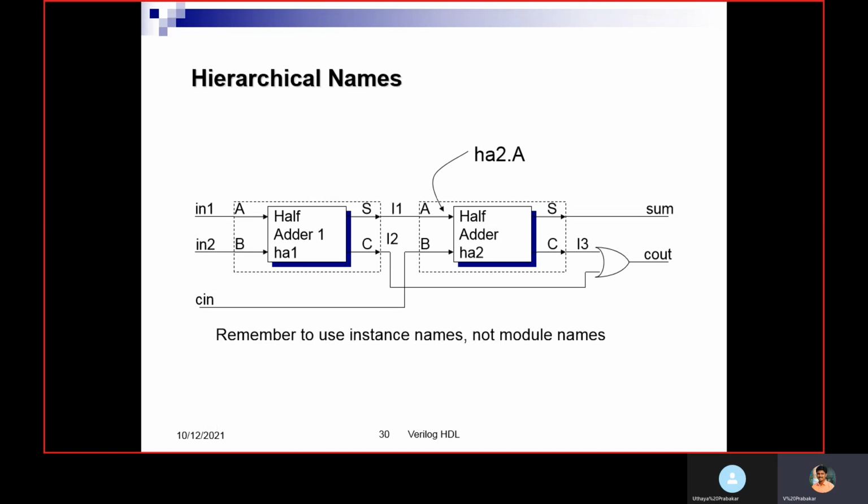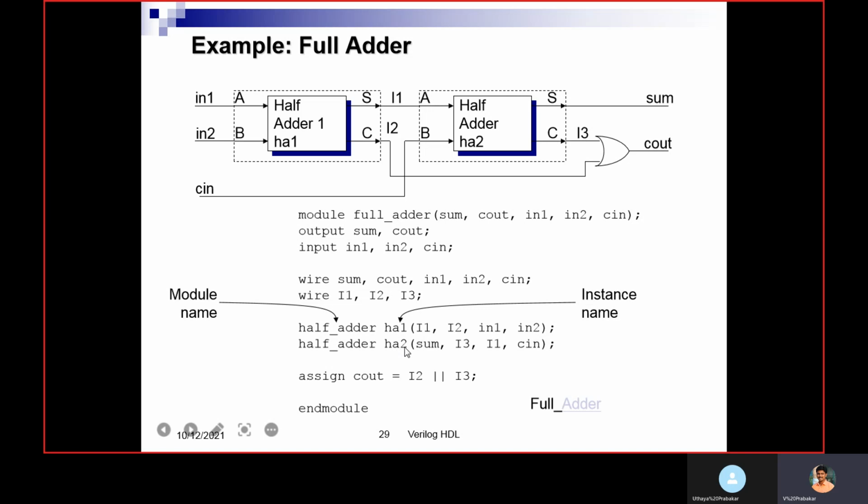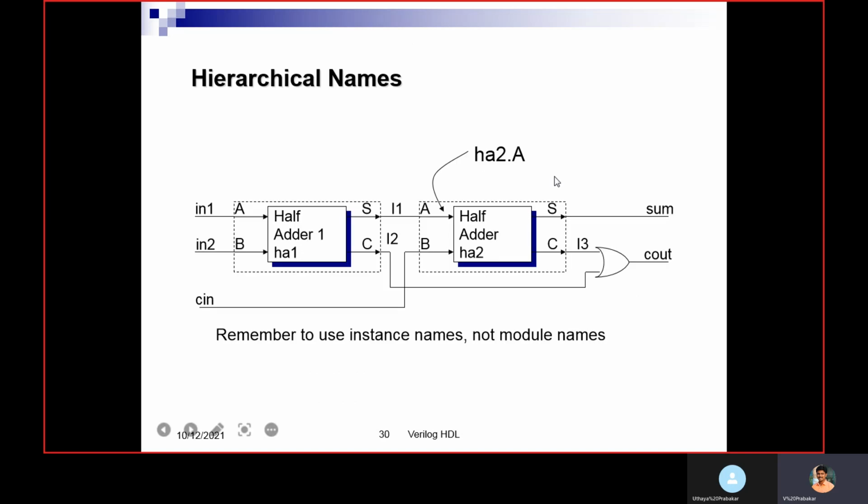Then if you want to access a particular signal in a particular instance, you have to call it by using this hierarchy. HA2 is nothing but the second half adder instance name. I want to access the signal A which is present in the second instance of the half adder, through this instance name. Okay, this instance name only you should use to access. Do it like this. You should not use the module name.